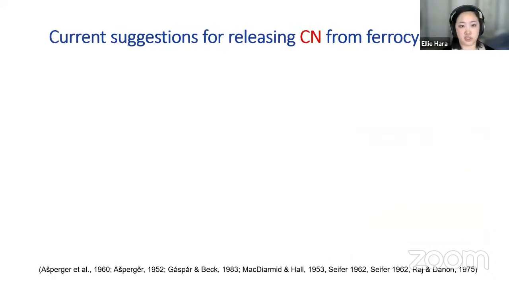There are current suggestions for releasing cyanide from ferrocyanide. One is UV light degradation. One issue with that is the second you remove the source of UV light, it kind of reforms very rapidly. It also doesn't really work if I'm thinking about a subsurface environment, my serpentinite, under the ocean. We're not getting that UV light penetration. The second thing is that it doesn't decompose that high of a percentage of your ferrocyanide, so you're just not getting a ton of release.